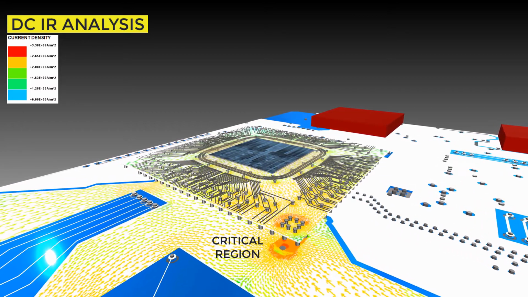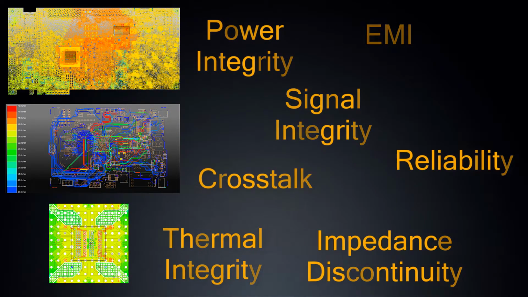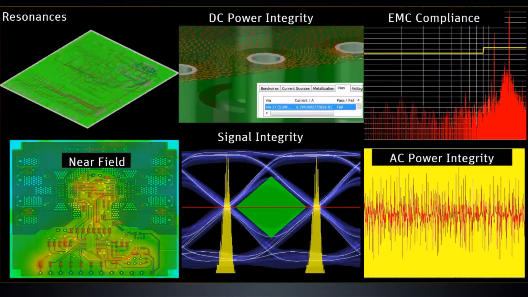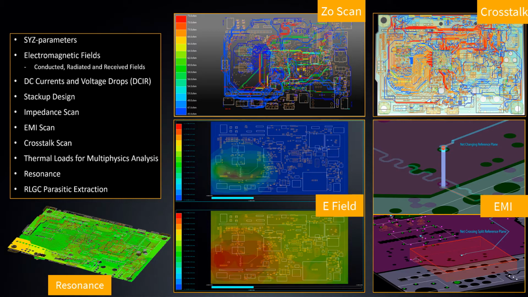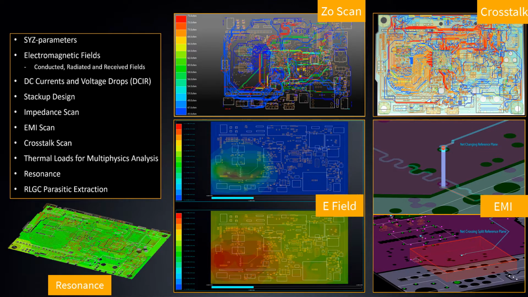SIwave is used for signal integrity, crosstalk, power integrity, and electromagnetic interference or EMI analysis of chips, packages, and boards. In a nutshell, these are some of the capabilities in SIwave. SIwave produces results that include SYZ parameters, electromagnetic fields ranging from conducted, radiated, and received fields, DC currents and voltage drops or DCIR, stack-up design, impedance scan, EMI scan, crosstalk scan, thermal loads for multiphysics analysis, resonance, and RLGC parasitic extraction.